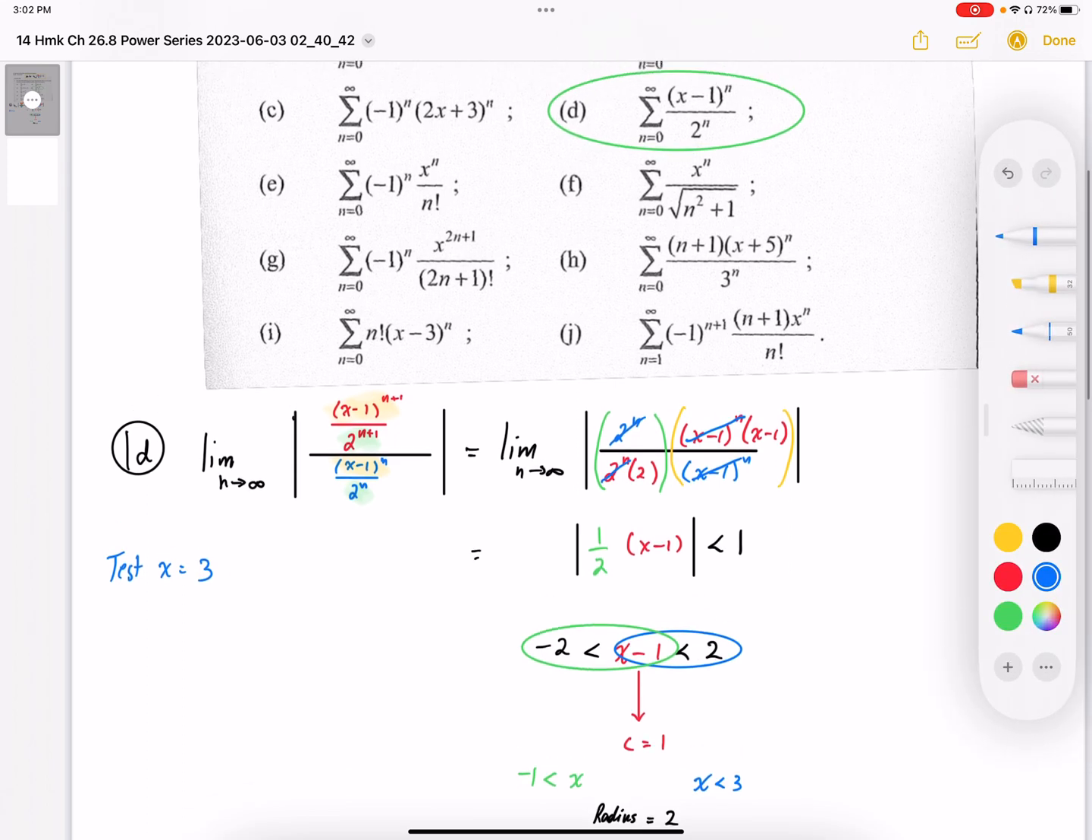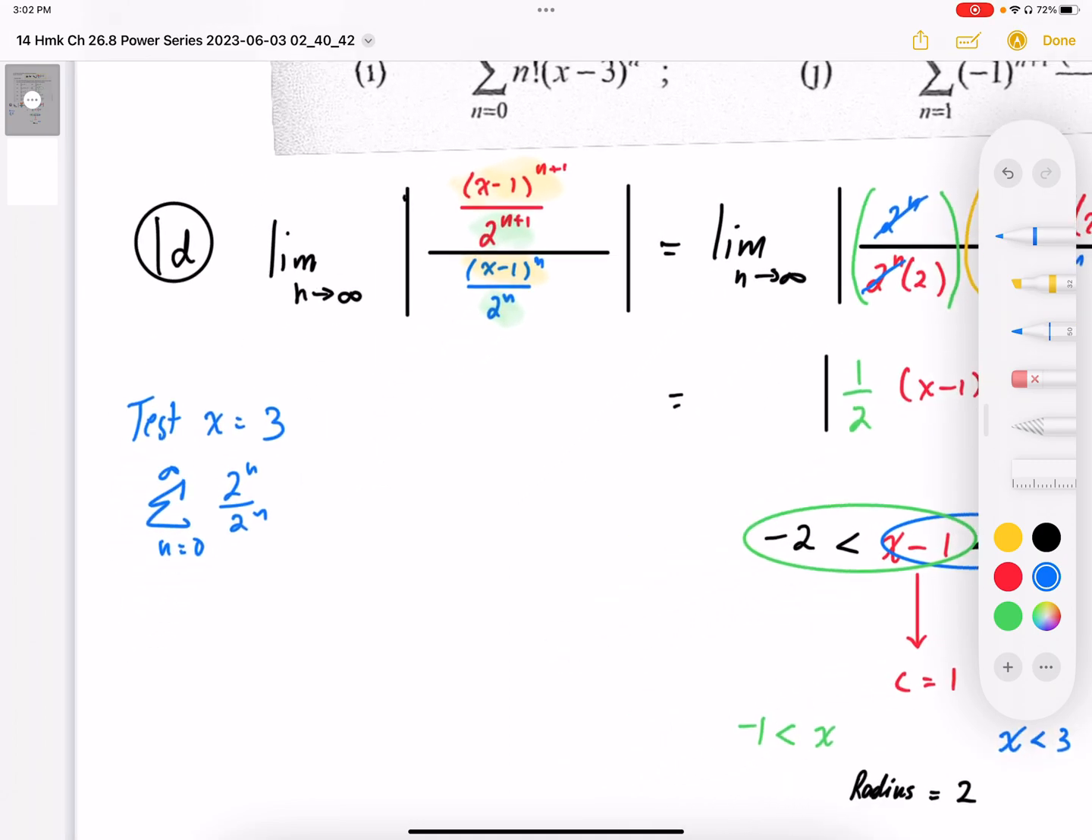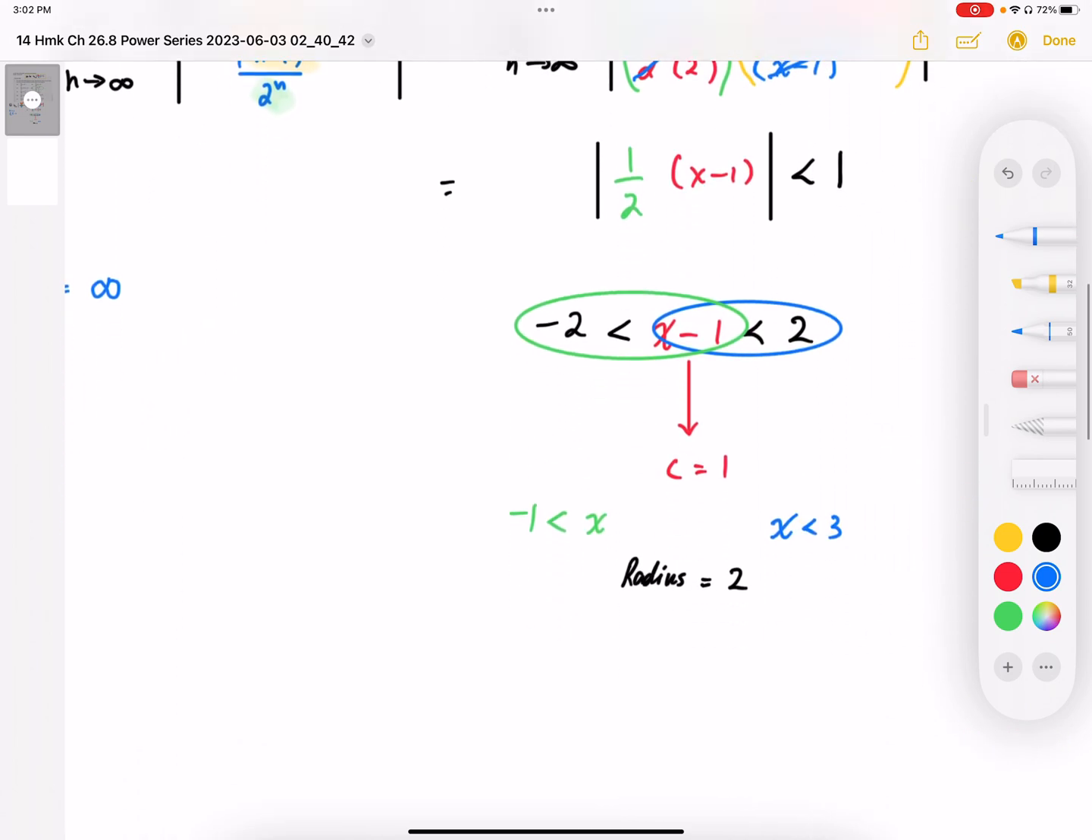And to test x equals 3, we plug it back into our original series. We end up with, in this case here, the sum as n goes from 0 to infinity. We plug x as 3, we end up with 2 to the power n over 2 to the power n. Well, this really is just equal to 1 for every n value, so this is going to be divergent. Okay, so we have a diverging right edge for this. So at this point, our interval looks like this: x is less than and not equal to 3.